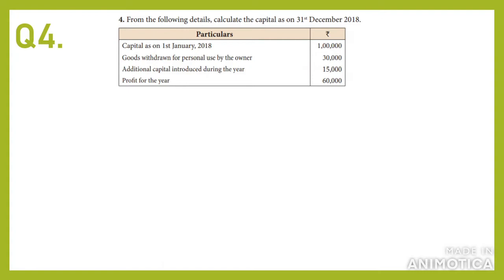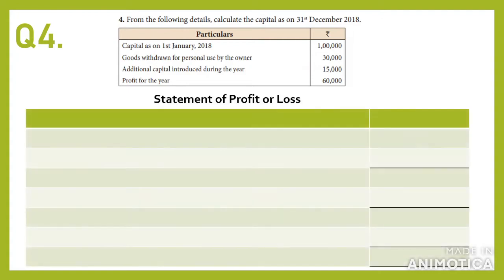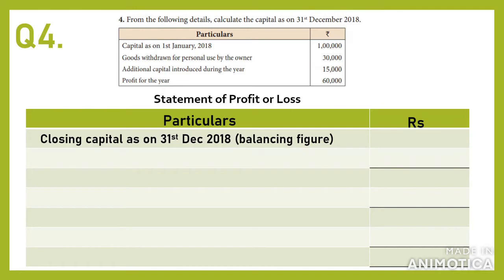Fine, let us proceed. Let us get into our standard format now. Statement of profit or loss is something which we will prepare for this. So what is the closing capital? This is going to be the balancing figure. So just proceed without populating the figure against closing capital. To this, what we normally do, drawings is something which we add. Yes, and we do have the figure for drawings, which in this case is 30,000.